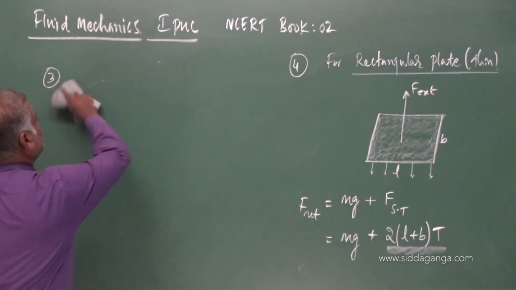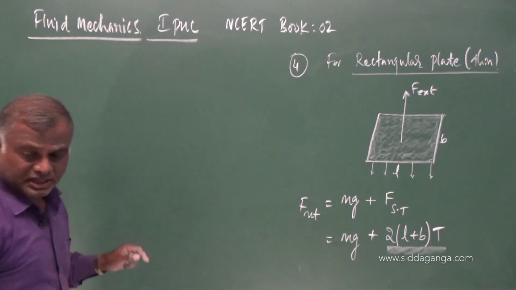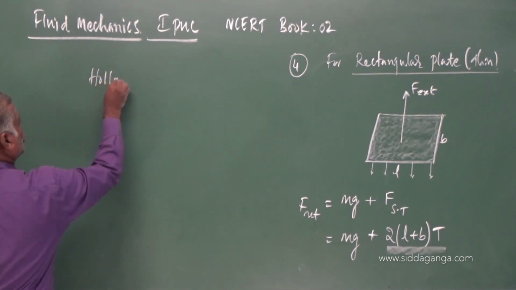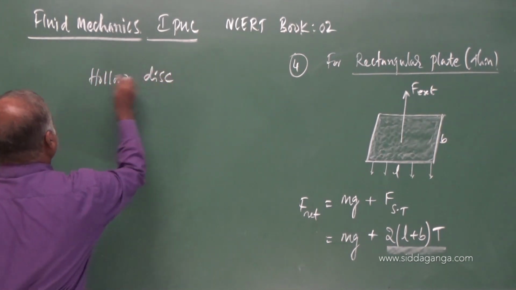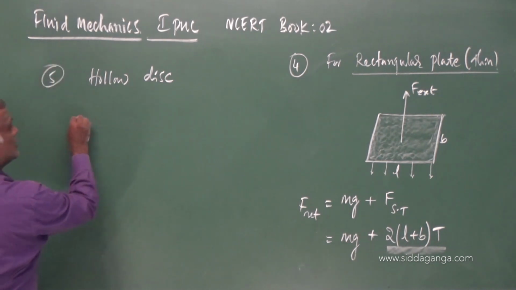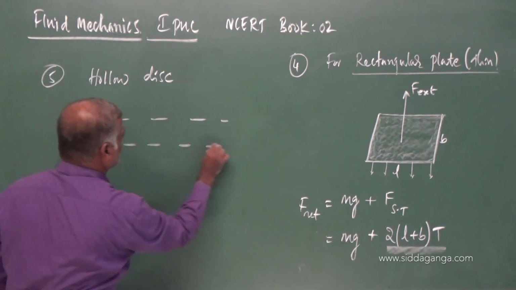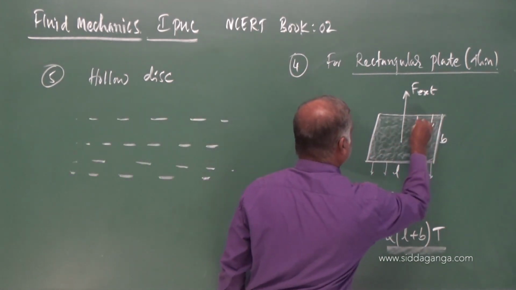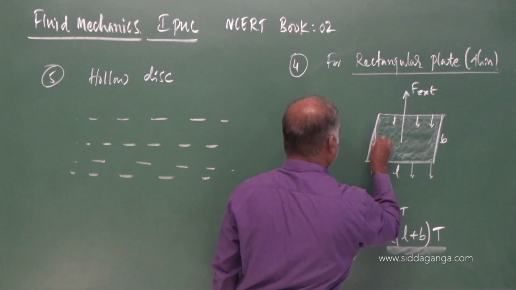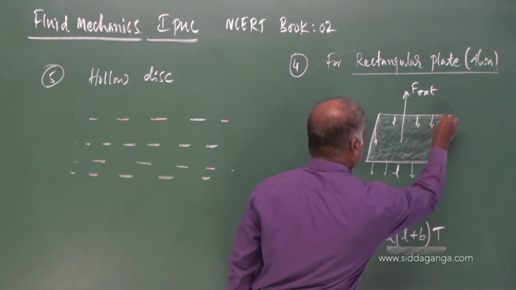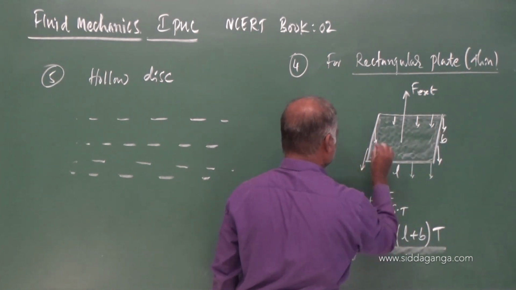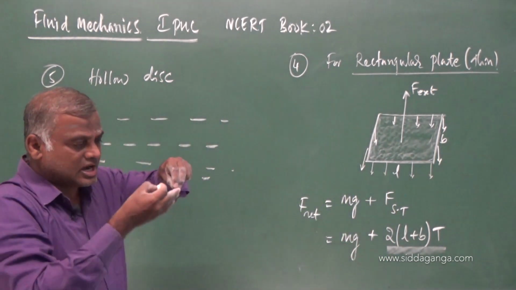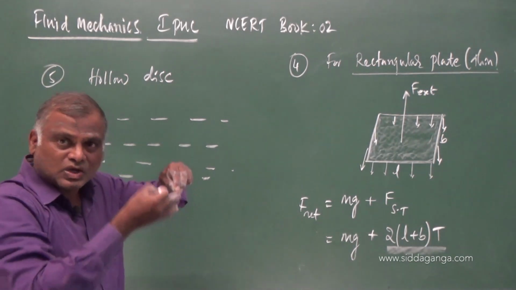Last one, circular hollow disc. Say fifth one. You can write the force due to surface tension downwards. Imagine that when it is lifted up, the liquid in contact with the object also rises up.